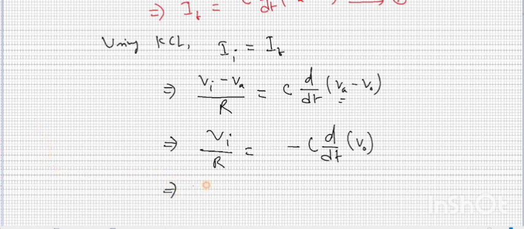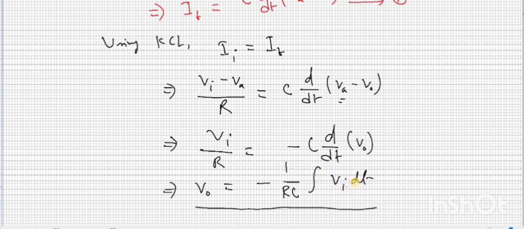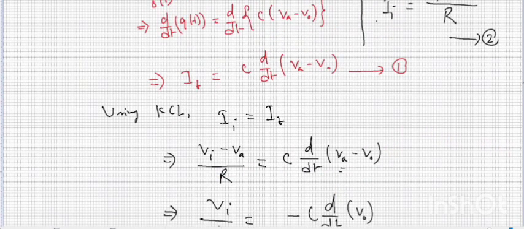So the output potential V naught can be written as, if we divide the equation by C, minus 1 by RC times the integration of Vi dt. So the output potential appears as the integration of the input signal. The OPAMP in this circuit can be used as an integrator.